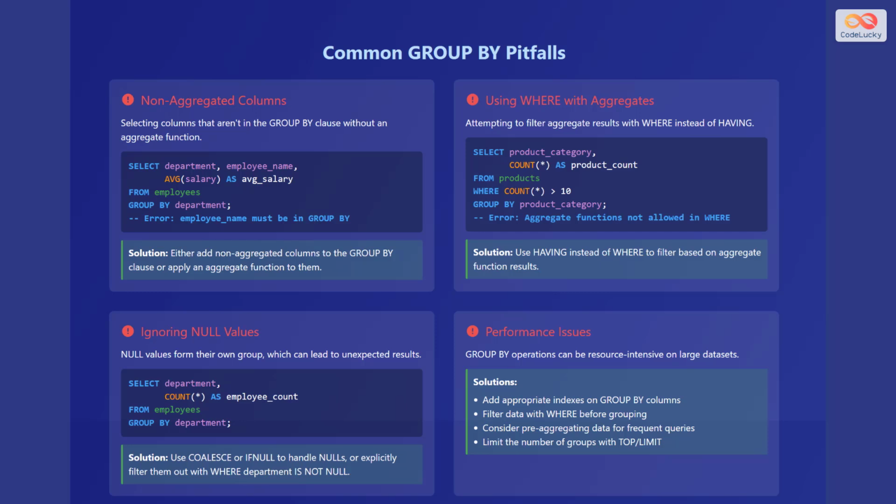The next pitfall is performance issues, since group by operations can be resource-intensive on large datasets. To solve this, add appropriate indexes on group by columns, filter data with where before grouping, consider pre-aggregating data for frequent queries, and limit the number of groups with top or limit.